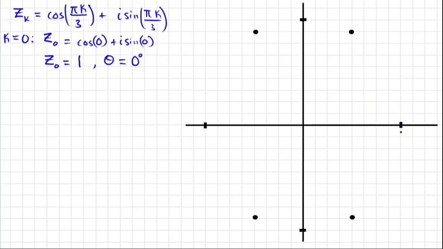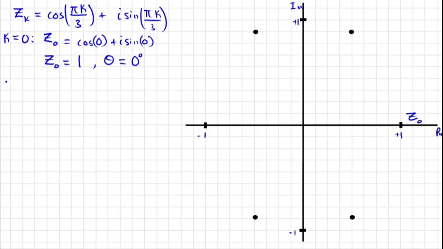So if this point here is 1 positive, this one is 1 negative. Remember, this is the imaginary axis, and this here represents the real axis. So this is a positive 1 again, and down here we have a negative 1. So the complex number z0 is simply 1, and it's at 0 degrees. Let me label it here: this is our z0.